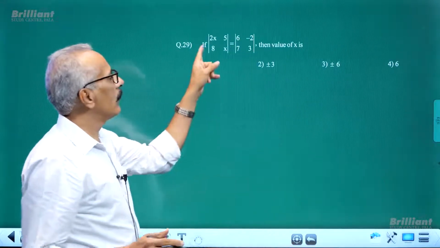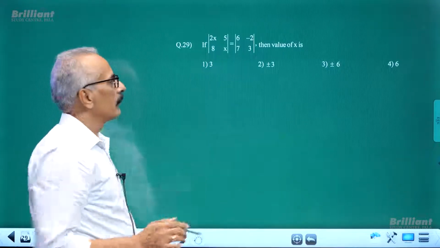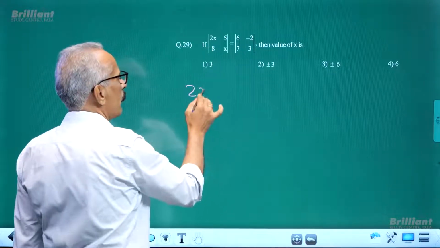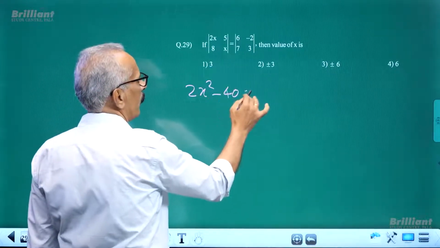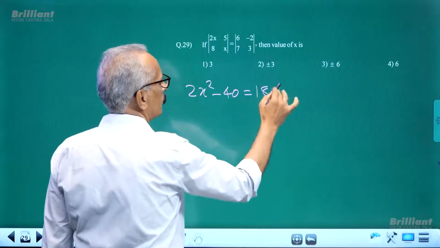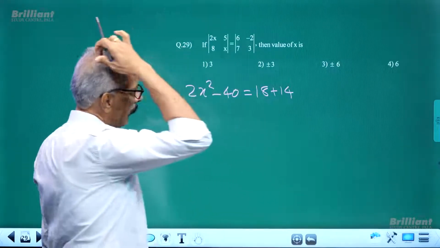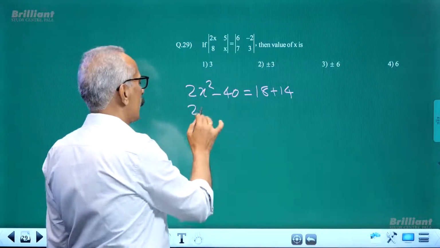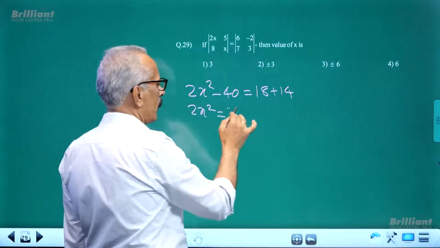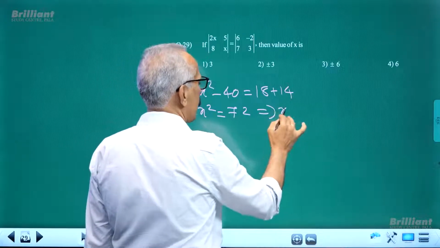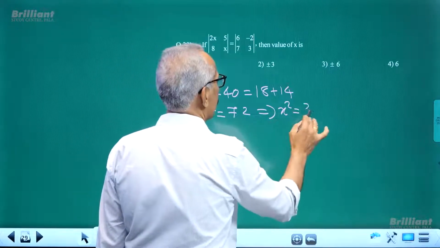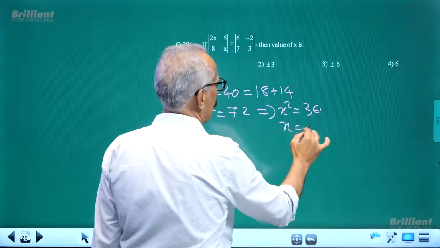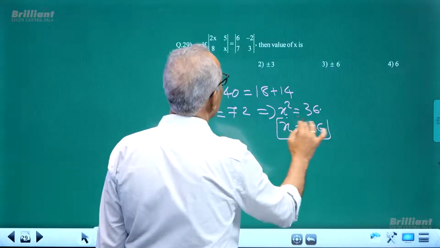അതുകൊണ്ട് പേടിക്കരുത്. ഇതിനകത്ത് 2x equal to 6 എന്ന് എഴുതി കളയരുത്. So, this will become what? The 2x square minus 40 equal to 18 plus 14. Clear ആയോ? 18 plus 14. Therefore, 2x square equal to 72. Means x square equal to 36. Therefore, x is equal to plus or minus 6.